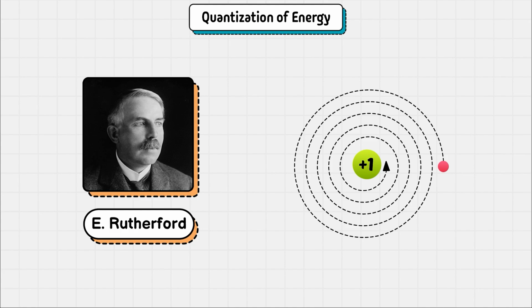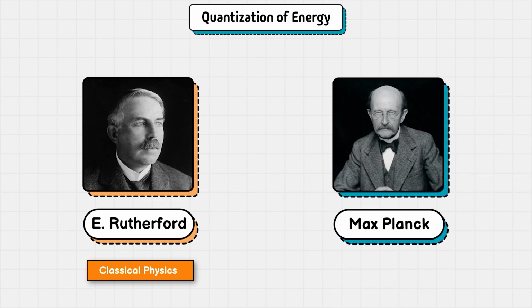But to be honest, this flaw was not in Rutherford's atomic model. Instead, it was rooted in classical physics, the branch of physics Rutherford relied on to develop his atomic model. Therefore, to overcome these limitations of classical physics, another branch of physics began to emerge. This new branch, called quantum physics, was founded by Max Planck in 1900 when he proposed his quantum theory.